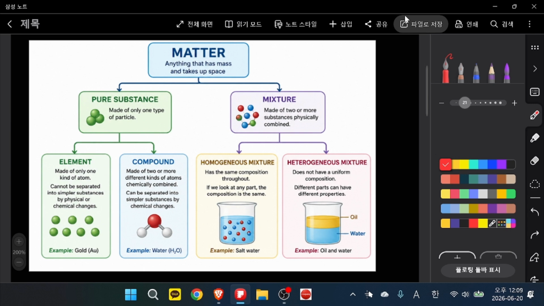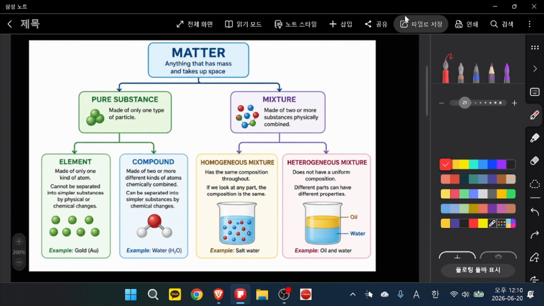Next, a compound is a pure substance made of two or more different kinds of atoms chemically combined together. For example, water or H2O is a compound. A water molecule contains hydrogen atoms and oxygen atoms. Since it contains more than one type of atom, water is a compound. Unlike elements, compounds can be separated into simpler substances through a chemical change. For example, water can be separated into hydrogen and oxygen through a chemical reaction.